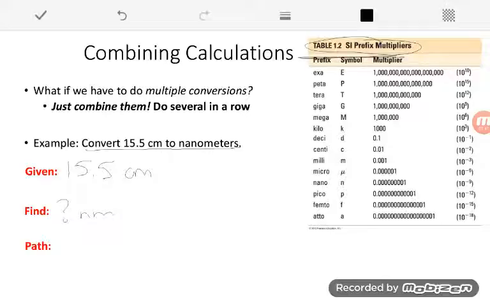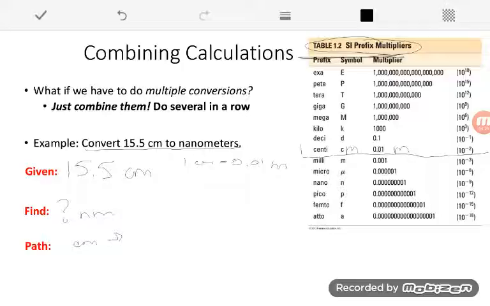So I know in my path, I'm going to need to turn the centimeters into something else. I need to get rid of them. So I'm going to come over here and ask, what can I relate centimeters to? The way that we read this is that your centi is always related to your base unit. So this is saying that 1 centi is equal to 0.01 of your base unit, in this case meters. So 1 centimeter is equal to 0.01 meters. I'll write that here: 1 centimeter is equal to 0.01 meters.